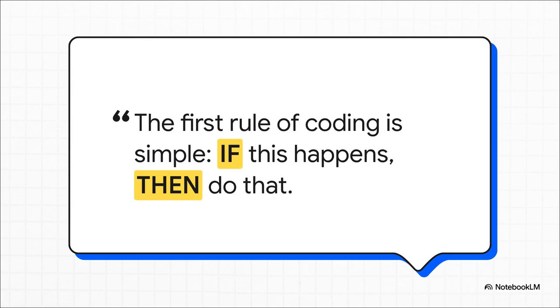It's just a rule. If you press the A button, then your character jumps. If the enemy sees you, then it attacks. Everything, and I mean everything, really just boils down to this simple if-then idea.